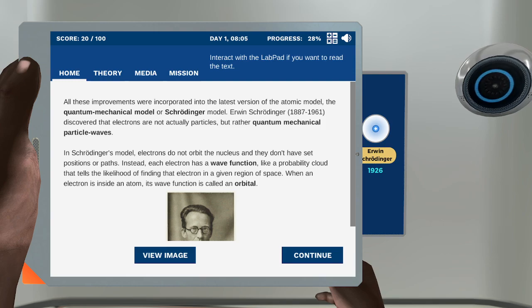Instead, each electron has a wave function, like a probability cloud that tells the likelihood of finding that electron in a given region of space. When an electron is inside an atom, its wave function is called an orbital.